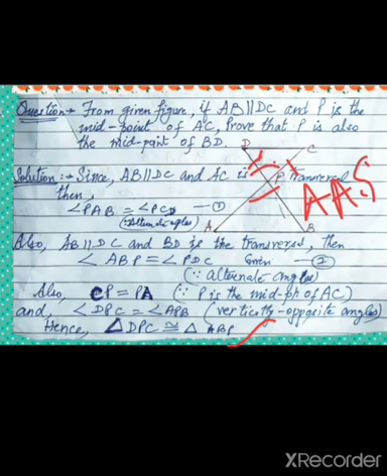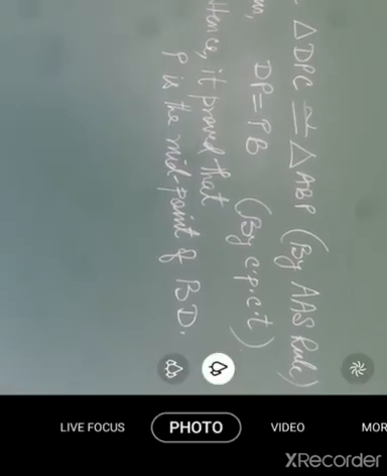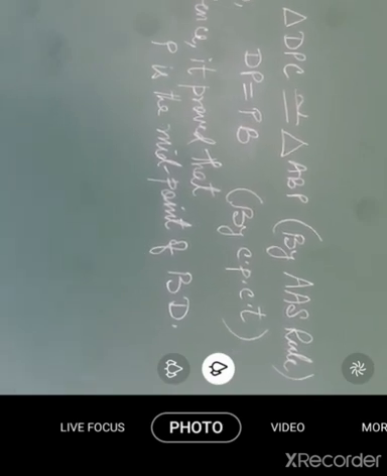Since triangle DPC is congruent to triangle ABP by applying the AAS rule, the segment DP becomes equal to PB by CPCT once again. Hence we proved here that P is the midpoint of BD. Actually this is what we had to prove, and we are able to prove it now. So do it again in your notebook very nicely, see how we proved this, and try to revise once again.